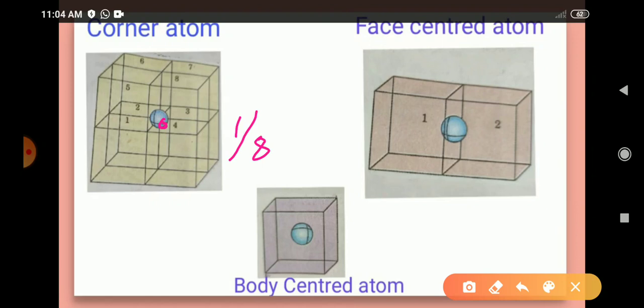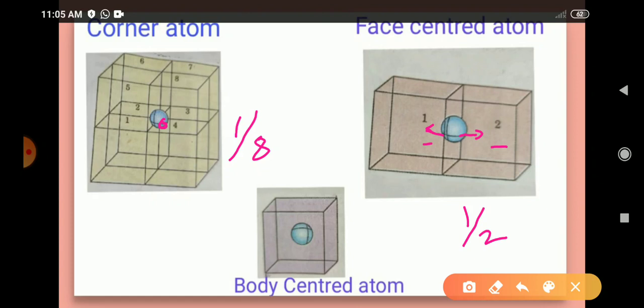If the particle is present at the face center, as shown in the second figure, here the particle is shared between 2 unit cells. So half of the particle is in the second unit cell and half is in the first unit cell. That means in a particular unit cell, only half of the portion is present and the other half is in the neighboring unit cell. So its contribution is half.